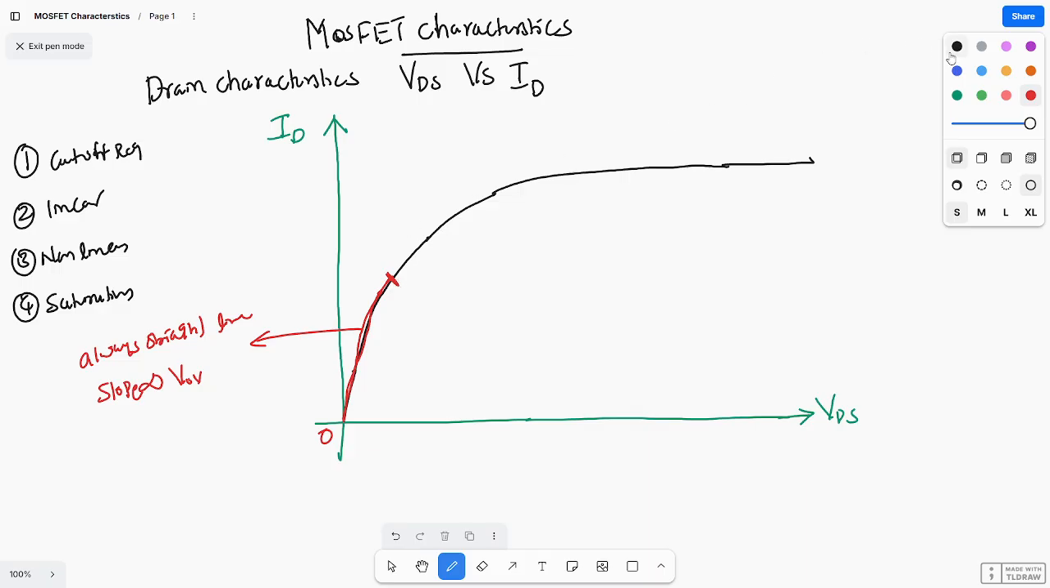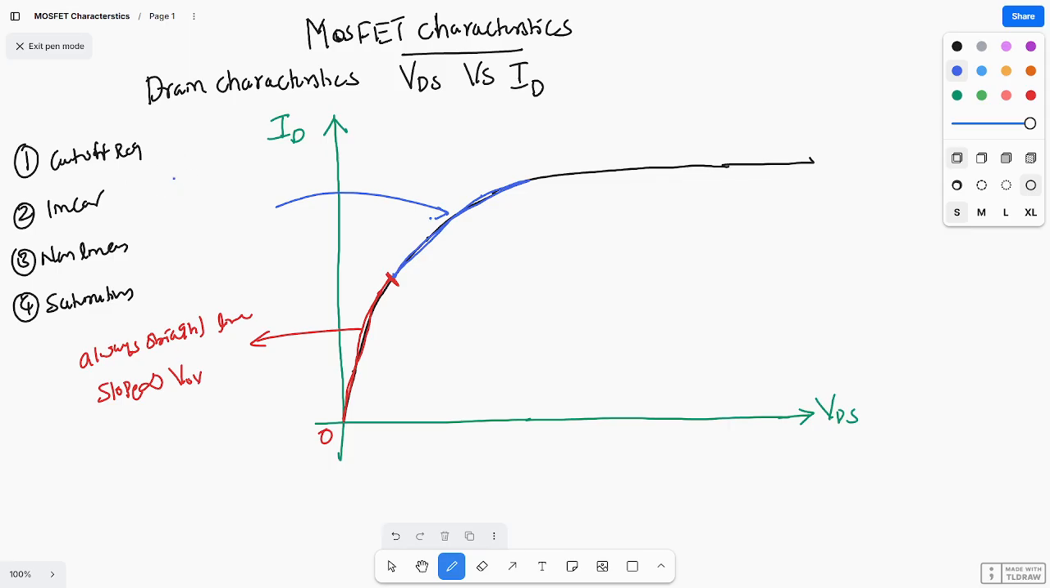In this linear region the channel will be uniform. Then, as you gradually increase VDS more and more, the channel depth decreases, and the rate at which the drain current increases decreases. It is converting from linear to non-linear. This is the non-linear region, where the curve bends because channel resistance increases with VDS.